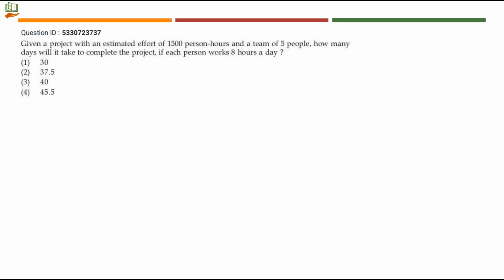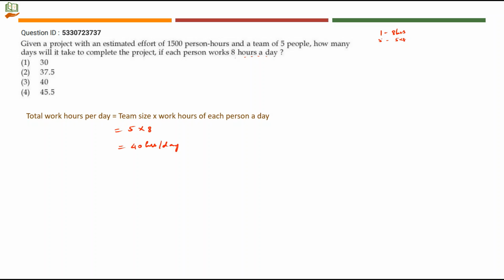Next question. Given a project with an estimated effort of 1500 person hours and a team of 5 people, how many days will it take to complete the project if each person works 8 hours a day? Total work hours per day has to be found out first. If one person works for 8 hours, how many hours do 5 persons work? It is actually 5 into 8. Team size 5 into work hours of each person a day, 8 hours per day. So every day they have to work for 40 hours. Total work hours per day is equal to 40.